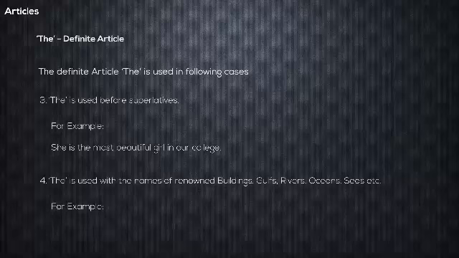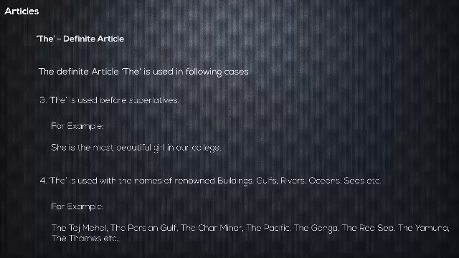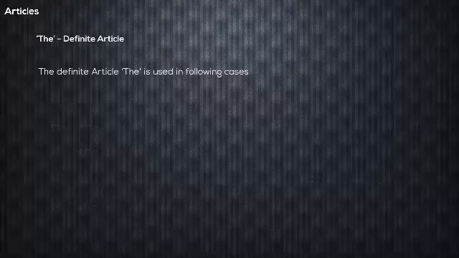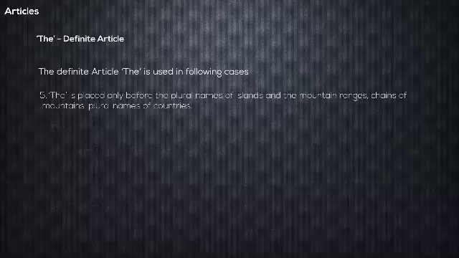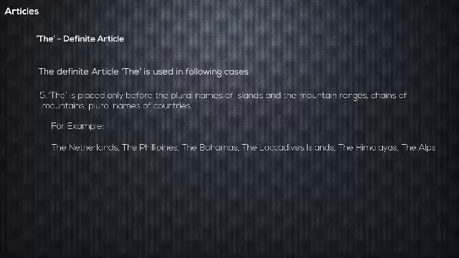For example, the Taj Mahal, the Persian Gulf, the Charminar, the Pacific, the Ganges, the Red Sea, the Yamuna, the Thames, etc. Fifth, the article the is placed only before the plural names of islands and mountain ranges, chains of mountains, plural names of countries, etc. For example, the Netherlands, the Philippines, the Bahamas, the Laccadive Islands, the Himalayas, the Alps.